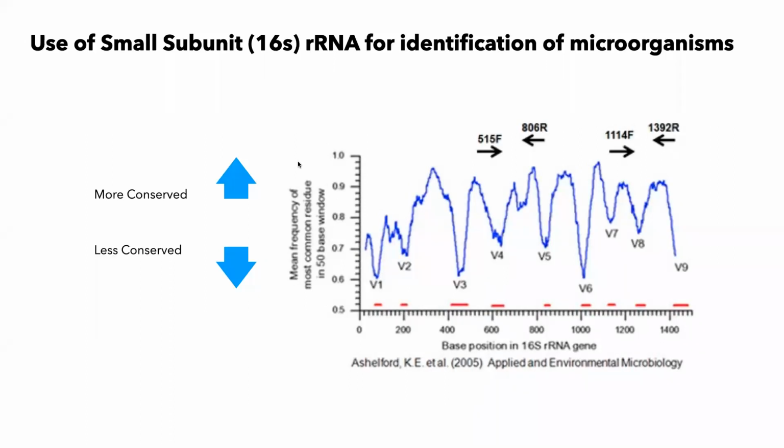Okay, so this is a measure of conservation. And this is the base position, right? The whole gene is 1,500 base pairs. And then you can see these are the specific hypervariable regions. Okay, remember, what information does this conservation give us? How does it relate to taxonomy? Who can tell me how conservation relates to taxonomy?